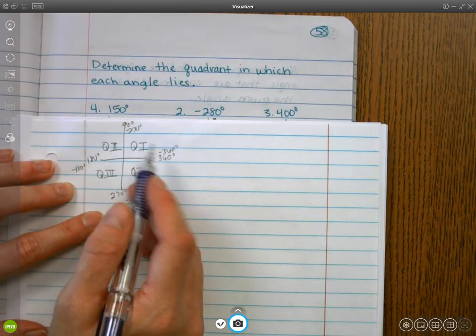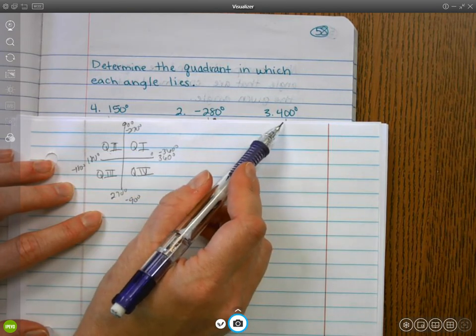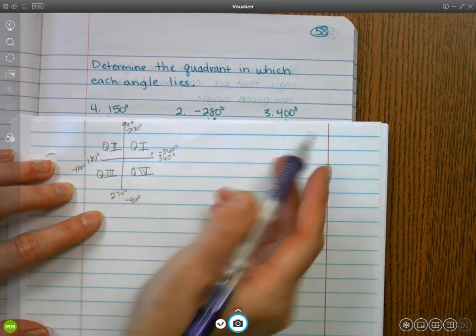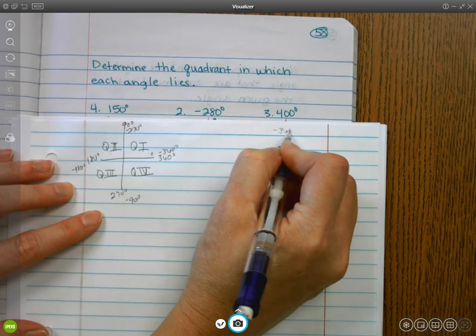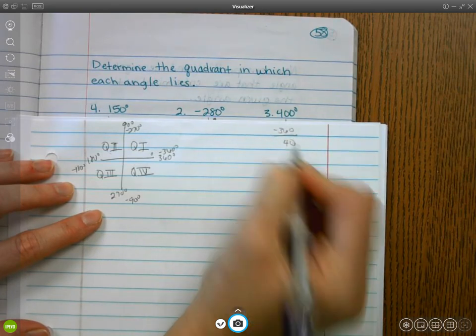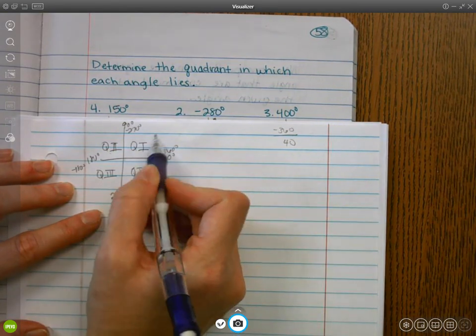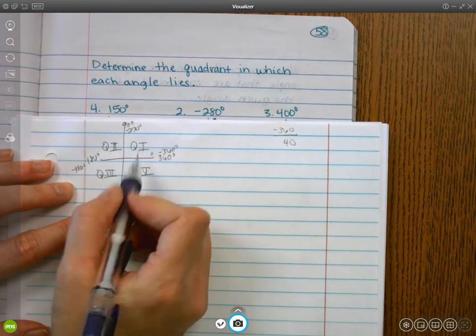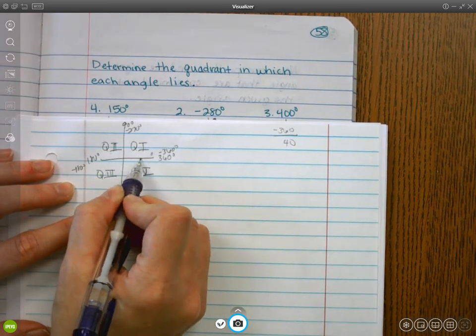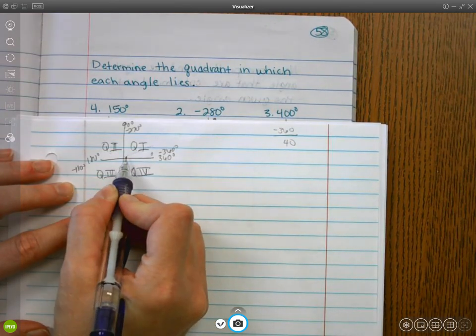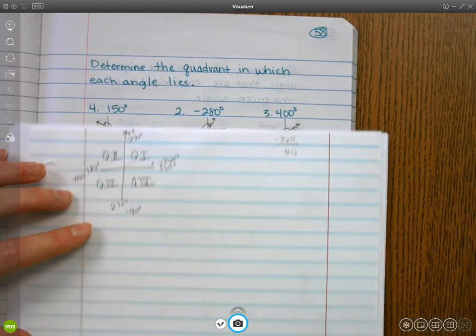All right, 400. That is more than 360. So first of all, just subtract 360. And so that's really looking at a 40-degree angle. Can you tell me where that is? Well, that's going to be somewhere about here. We went all the way around and a little more and landed about right there. So that's in quadrant 1.